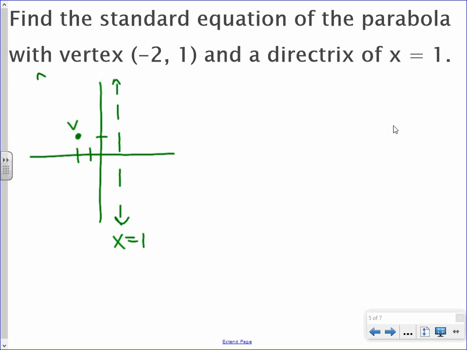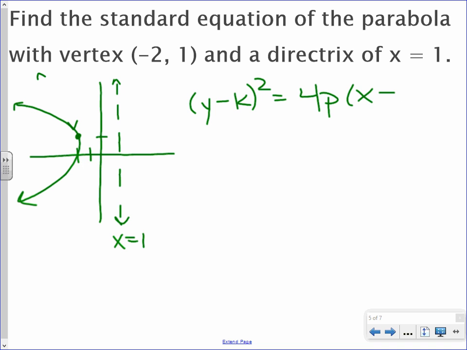Okay. So if we want our directrix to be on the outside of our parabola, we're not vertical, we're going to be horizontal, right? So would we want to open right or would we want to open left? Okay. So we know we're opening left. We need y minus k squared equals 4p times x minus h.